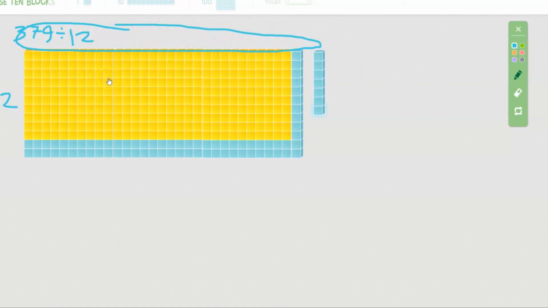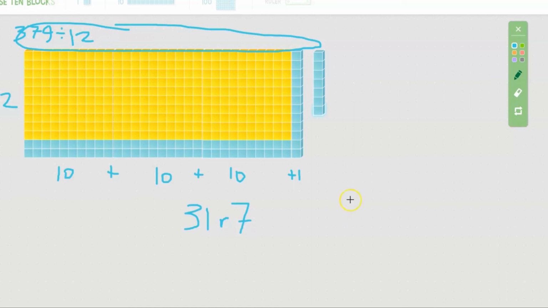Well, I have 10, 20, 30, 31, right? Because that's 10 plus 10 plus 10 plus 1. So 10, 20, 31. And I do have a remainder of 1, 2, 3, 4, 5, 6, 7. So 31, remainder 7. And so that's by using my base 10 blocks in order to find an answer.